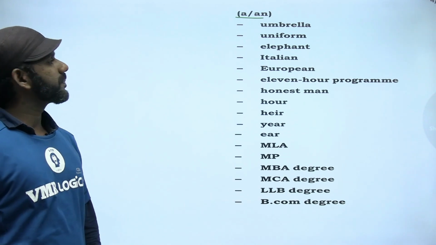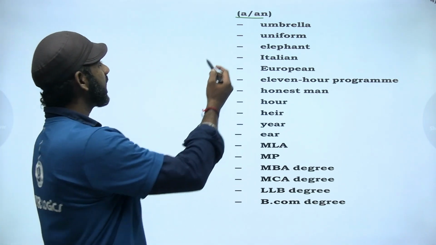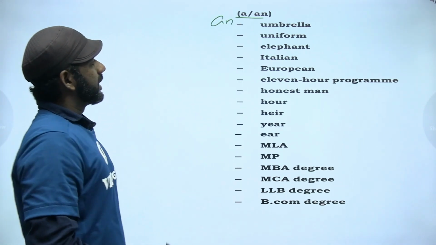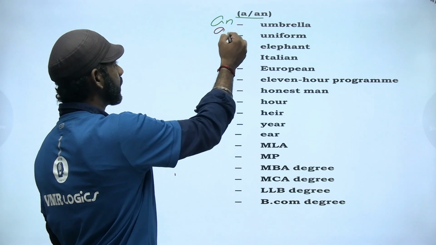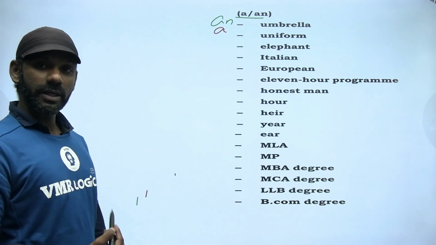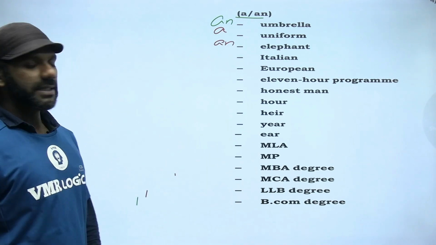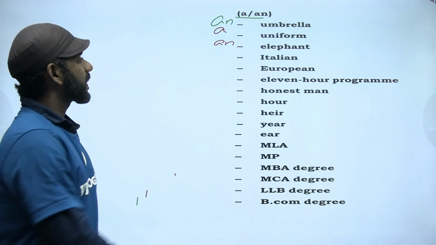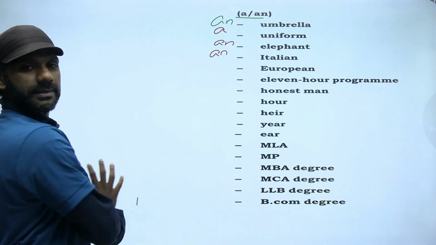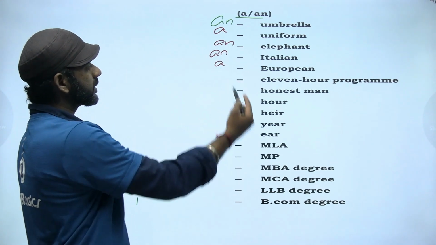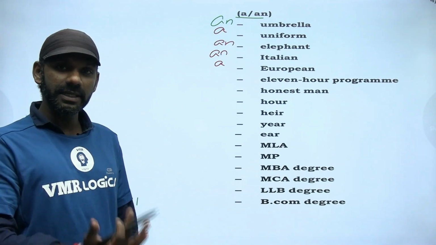Now, come to the first one. Dash umbrella, an umbrella, a umbrella. It is an umbrella. I'll tell you why. A uniform or an uniform? It is a uniform. An elephant or a elephant? It's an elephant. Dash Italian, an Italian or a Italian? It's an Italian. A European or an European? It is a European.